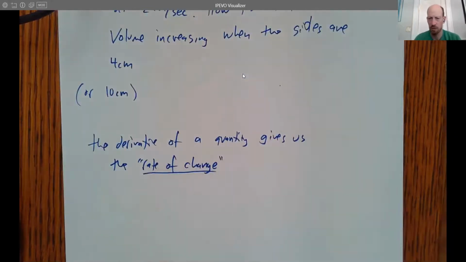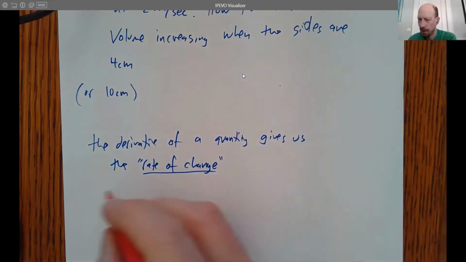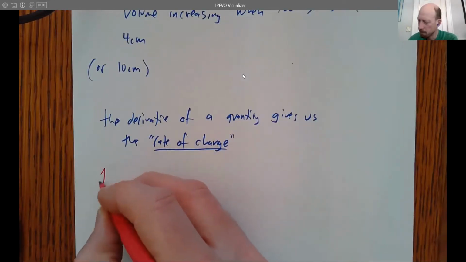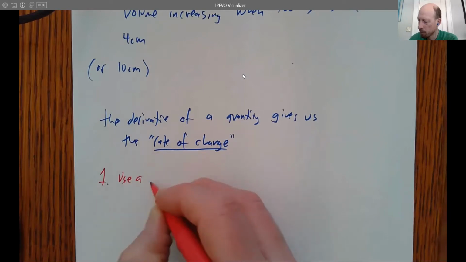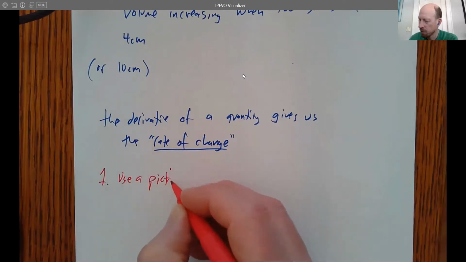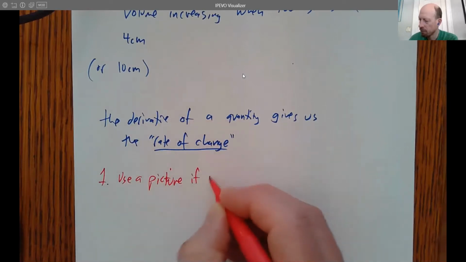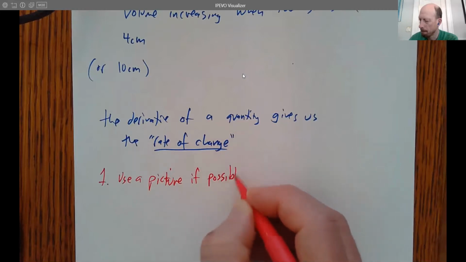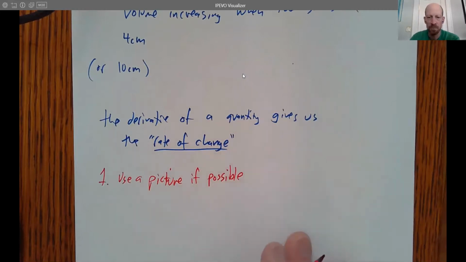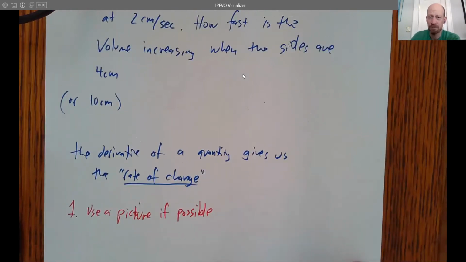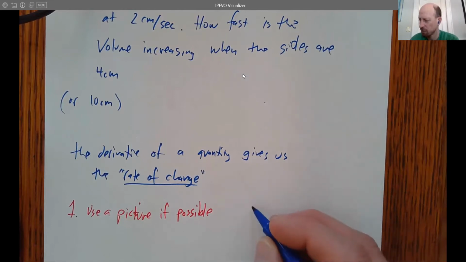So, okay, I promised you some steps. Number one, use a picture, if possible. A picture always helps us. Well, I can't say always. There are some things that don't make sense to draw, but in many of the related rates questions, a little picture is going to help us organize our information.